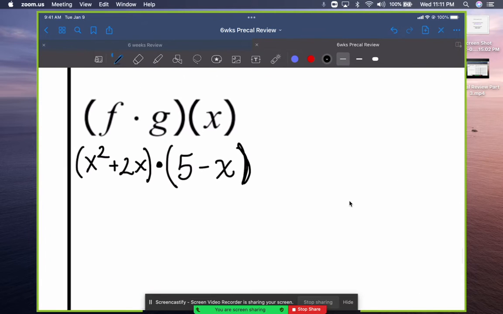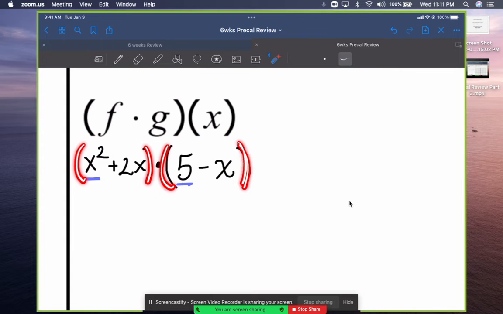All right, now what we're going to do is use FOIL. FOIL stands for first, outer, inner, last. So starting with the first terms, I'm going to multiply the first terms of both expressions. So x squared times 5 will give me a 5x squared.